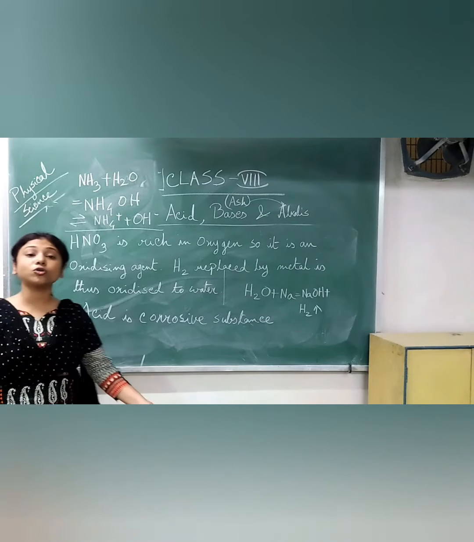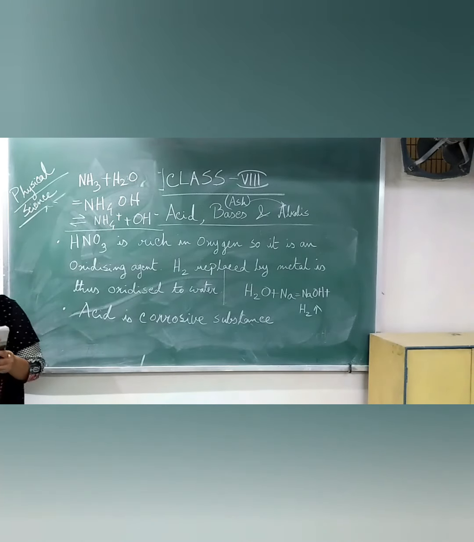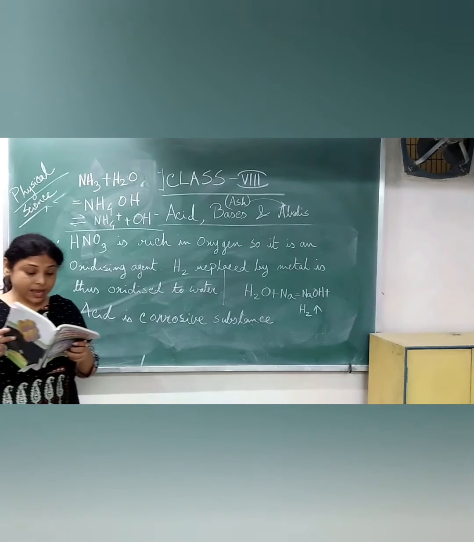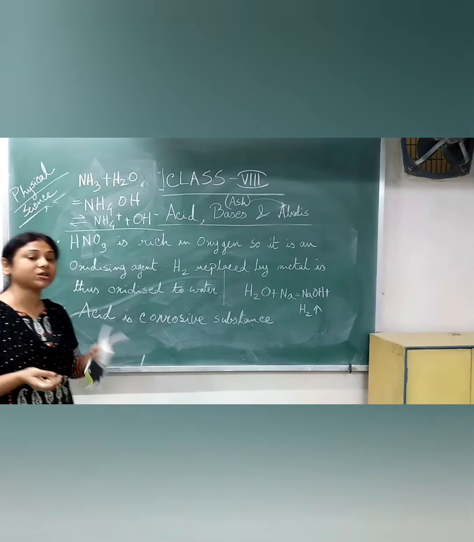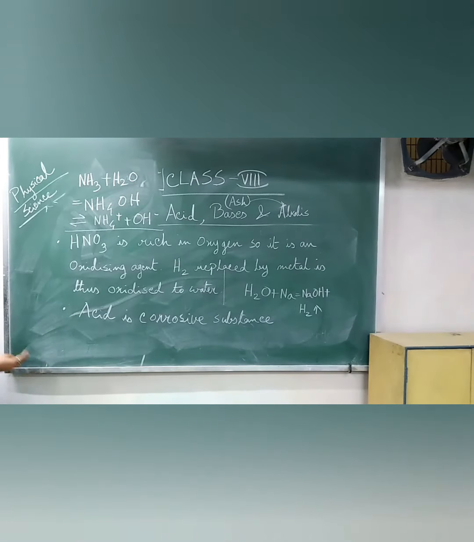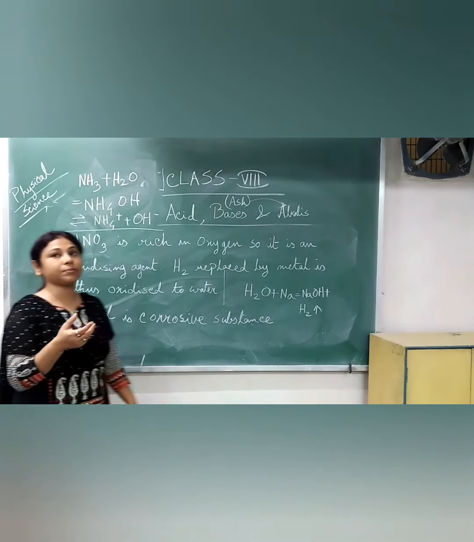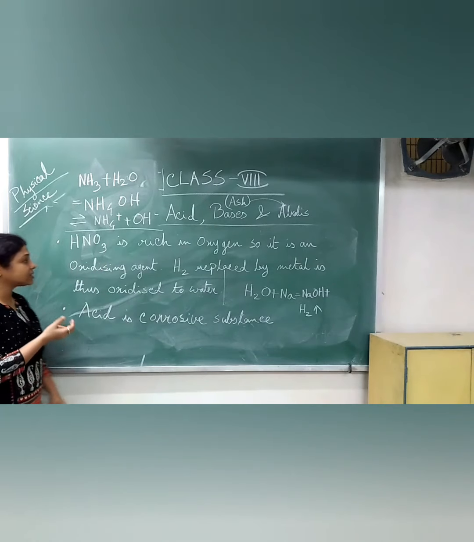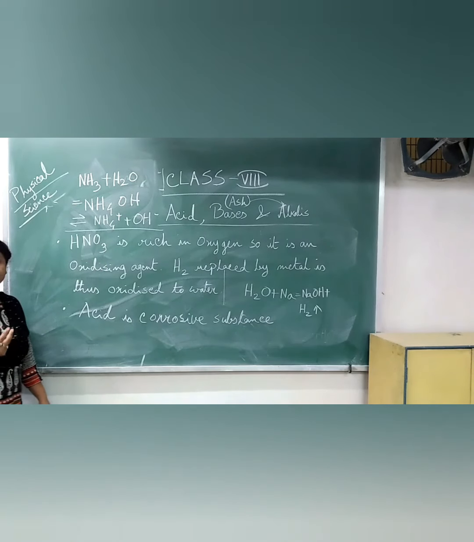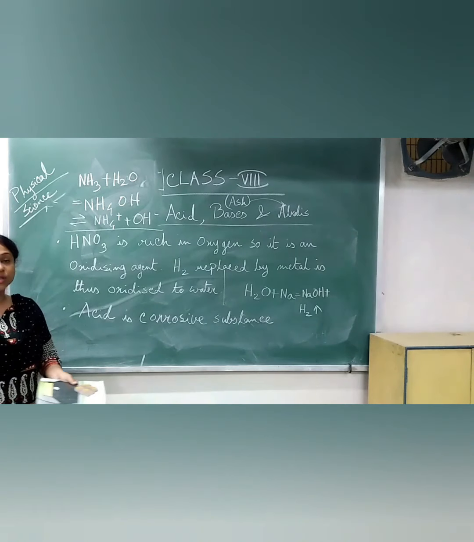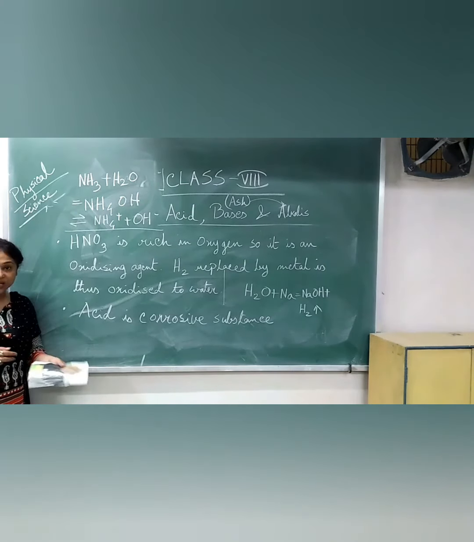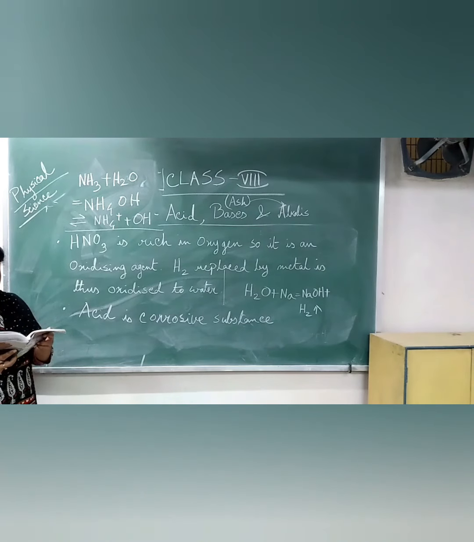Acid is a corrosive substance and acid reacts with many substances. That is why we cannot keep acid in a metallic pot. Why? Because acid reacts with metal, that you know. Suppose if I keep sulfuric acid in a zinc pot, obviously it will react and form zinc sulfate, so we cannot keep acid in a metallic pot.